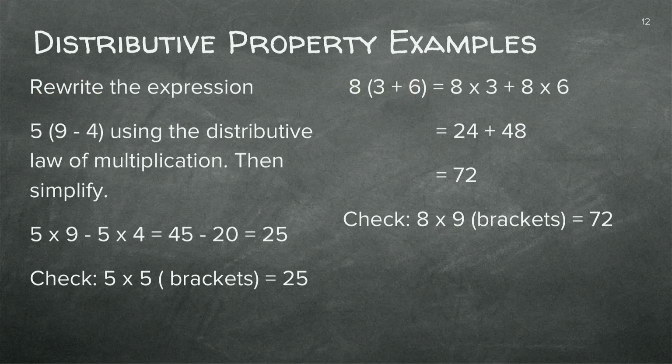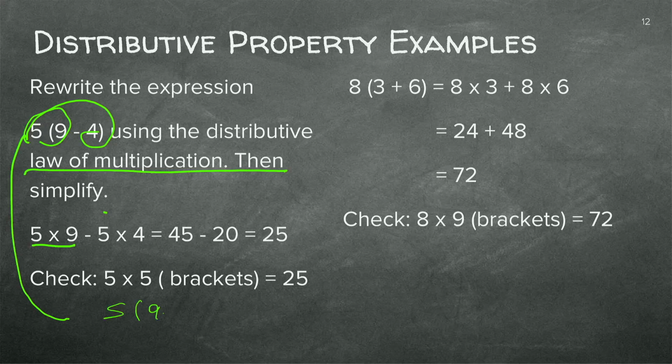And now, say for example, they ask you to rewrite the expression using the distributive law of multiplication. So this is the type of question that people can ask you. So all you have to do is you say 5 times 9 minus 5 times 4, and that gives us 45 minus 20, and it gives us 25. And if we check, if we, for example, did it that other way, 5 times (9 minus 4), we do the brackets first, is 5, and that equals 25. So the answer is the same.